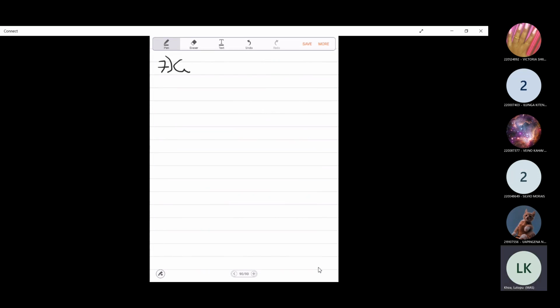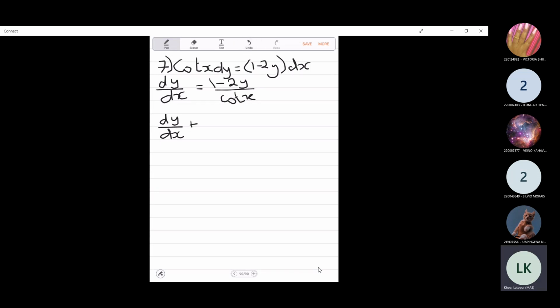Number 7, we have cot x dy is equal to 1 minus 2y dx. So first thing is to rewrite it in the standard form. So we have dy/dx. This is equal to 1 minus 2y divided by cot x, or multiplied by tan x. And then we collect y and its coefficient on the other side. So this means that dy/dx plus 2 tan x times y is equal to tan x. Okay, so that is now in standard form.